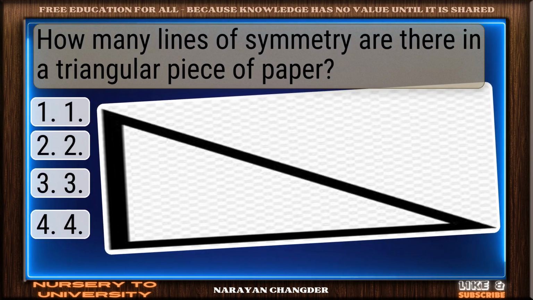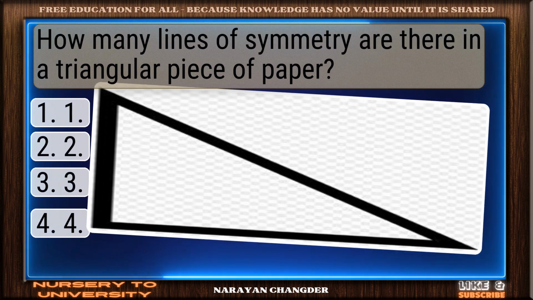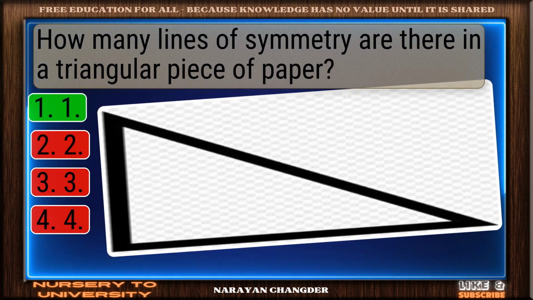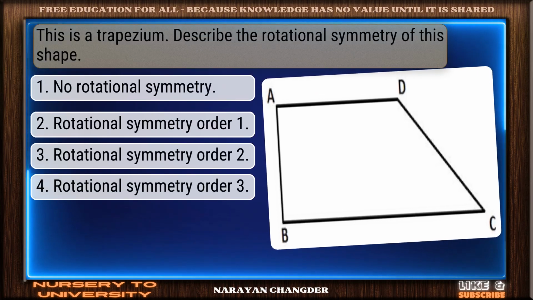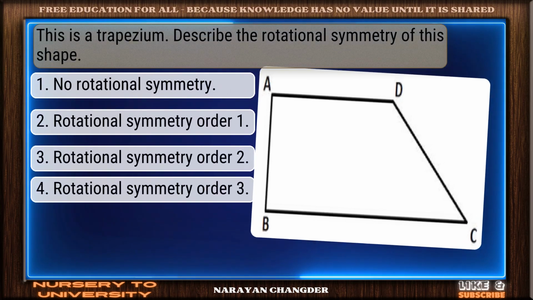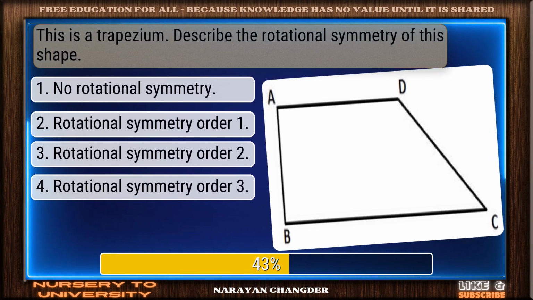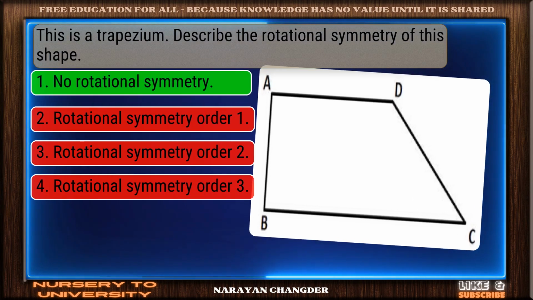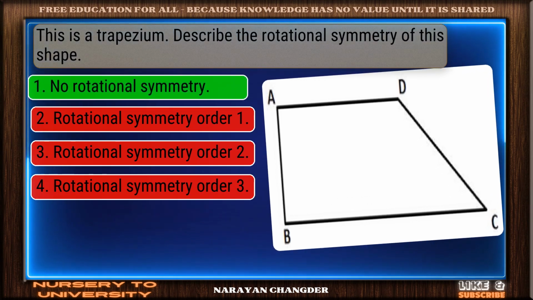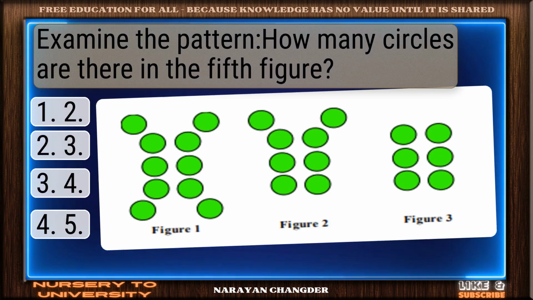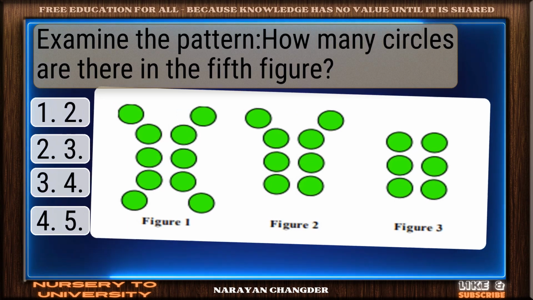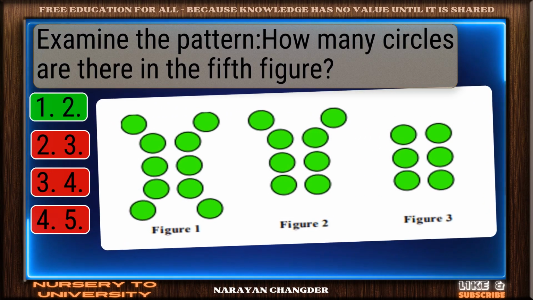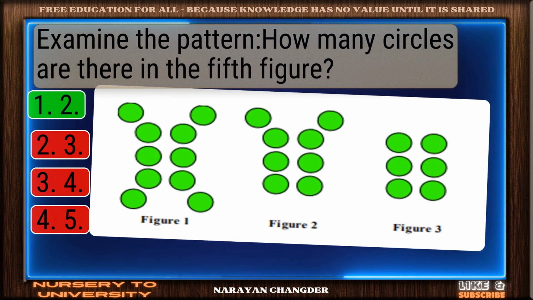How many lines of symmetry are there in a triangular piece of paper? Right again. One is a valid answer. This is a trapezium. Describe the rotational symmetry of this shape. Sharp thinking. No rotational symmetry is the right choice. Examine the pattern. How many circles are there in the fifth figure? Solid response. 2 is a valid choice.